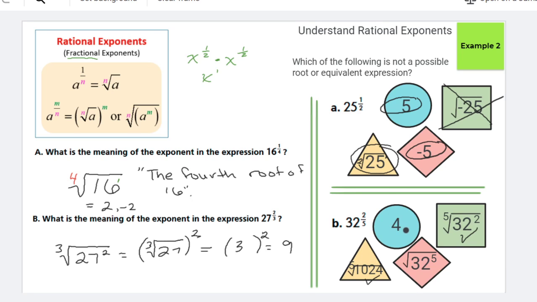And if we actually evaluate it, the 5th root of 32 is 2, so this is 2 squared, which is 4. In this case with the diamond, they put the bottom of the fraction in the wrong spot. It should be the index, so that's why this one's not correct.